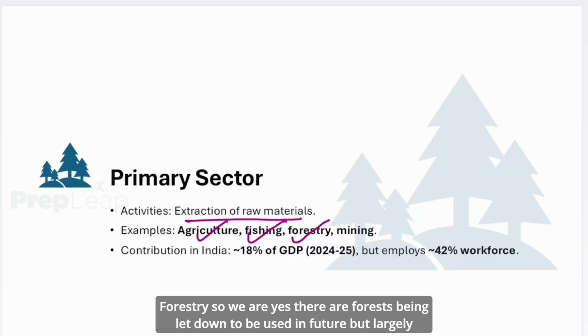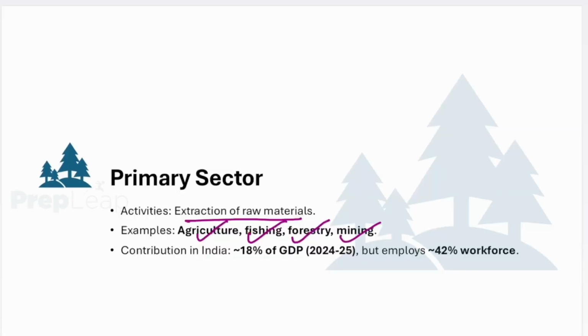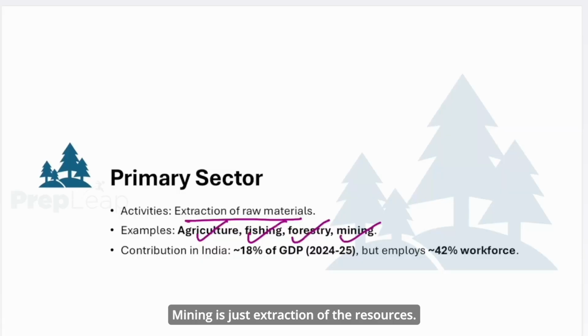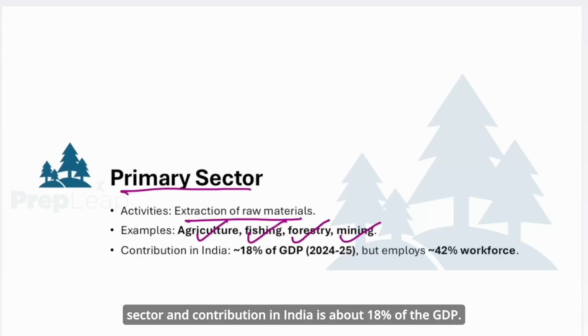Forestry. So yes, there are forests being cut down to be used in future, but largely it is the available forests which are cut down and their products are taken. Then mining. Mining is just extraction of the resources. So where we are just trying to extract the raw material is what we call a primary sector. And its contribution in India is about 18% of the GDP.